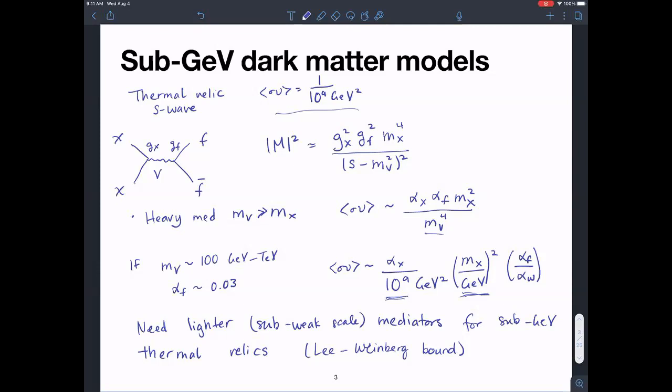I just wanted to clarify, did you plug in alpha F is about 0.03 for this cross-section? Because we still have a factor of alpha F. Yes. Yeah, exactly. Let's assume it's alpha weak here. All right, thank you. Yeah.